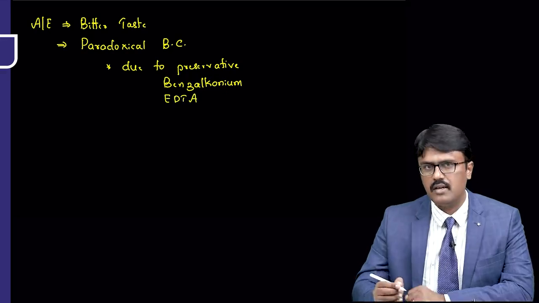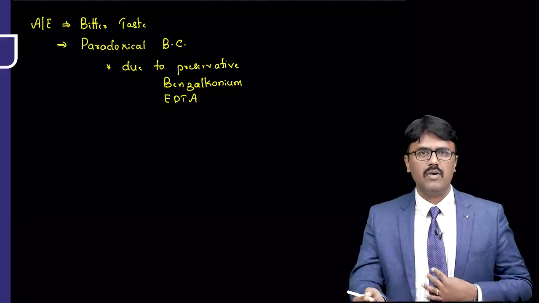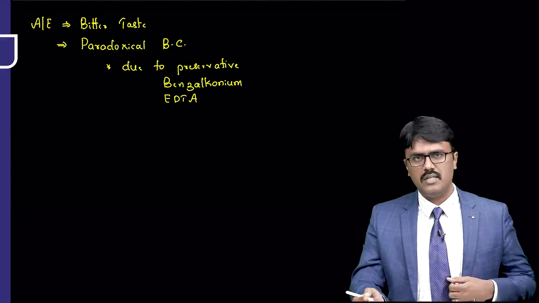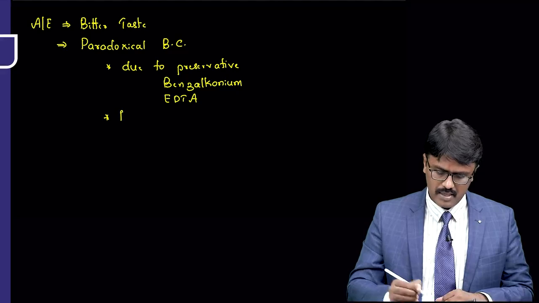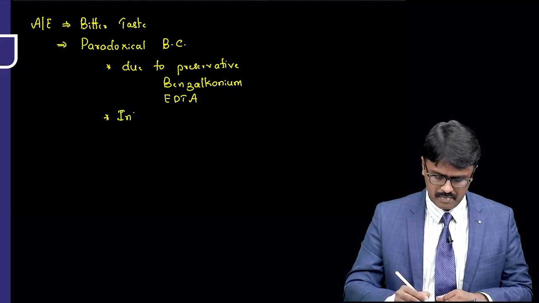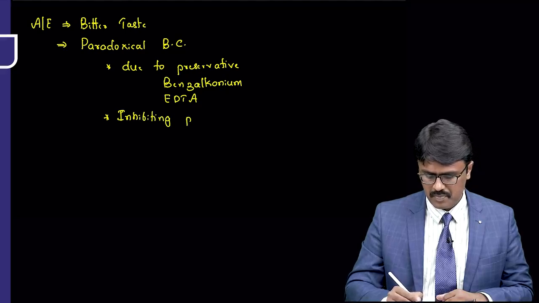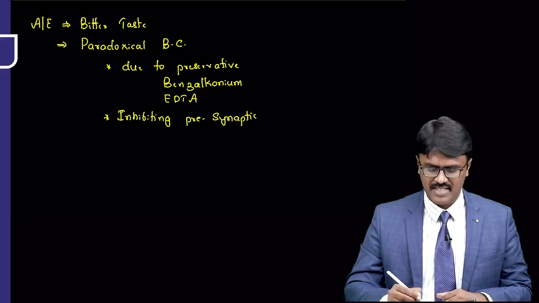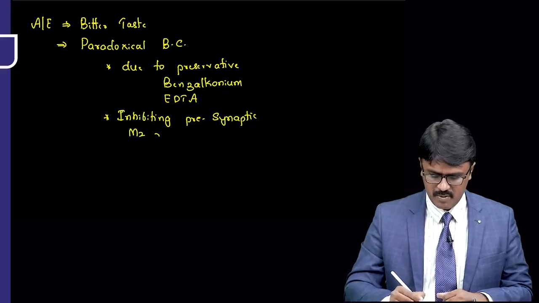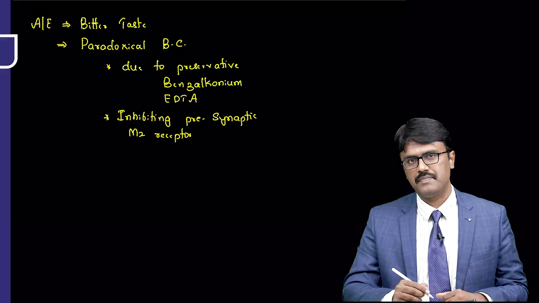So when we give the drug as nebulization or inhalation, there is a chance that these can irritate the bronchus and cause bronchoconstriction. That is one theory. Second theory is by inhibiting presynaptic M2 receptor. Sir, how come that will help? How do you explain that?